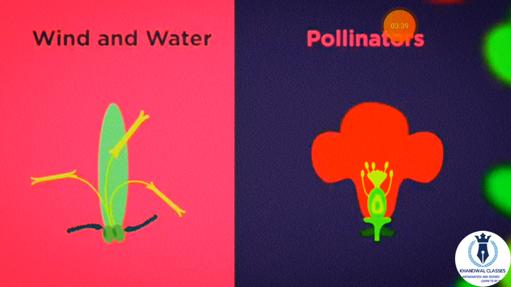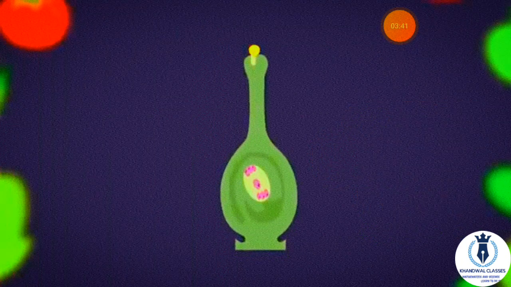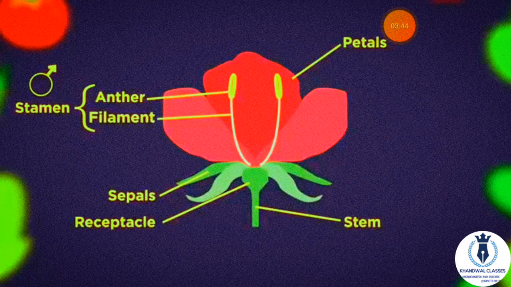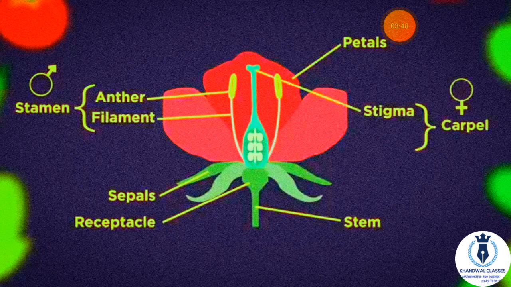Pollination has to happen before fertilization. The male pollen is produced in the anther, where it is then dispersed during pollination. The female parts of the flower are the stigma, style, and the ovary.